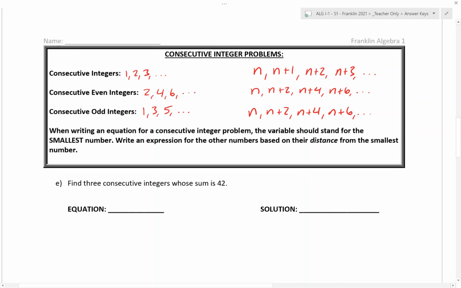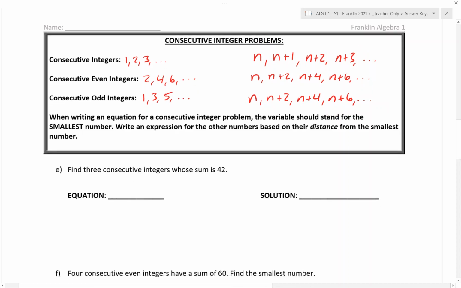So when we have to write an equation for a consecutive integer problem, you want your variable to stand for the smallest number. That's why we start here with n, and that's going to be the easiest way to think about these numbers. And then you use expressions to base each number on the previous one, or its relative distance from the first number. Okay, so let's try it. Find 3 consecutive integers whose sum is 42.